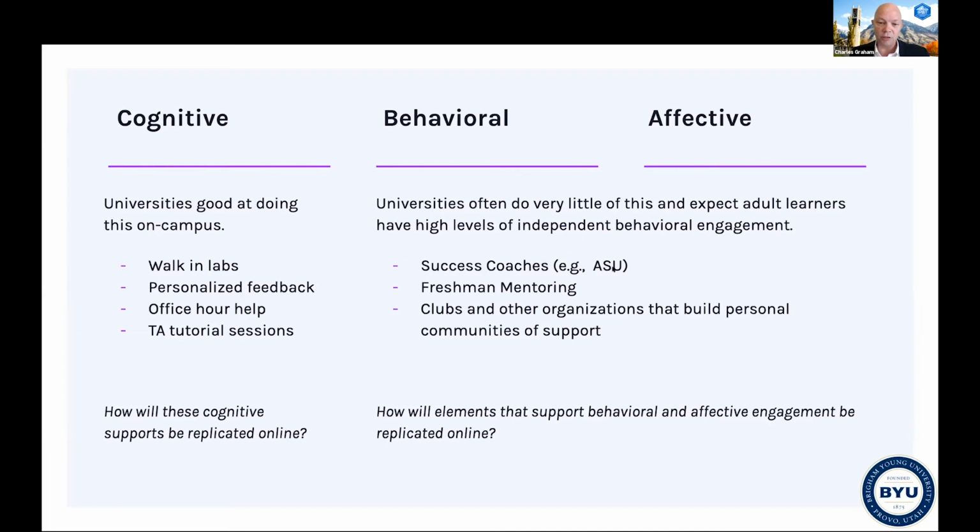So we have institutions like Arizona State University that are creating success coaches for students. That's kind of similar to the mentoring idea at Western Governors University. We have freshman mentoring programs providing engagement support outside of the course, and clubs and organizations that help build personal communities of support. So my question to you as you think about your own institutions is, how will these cognitive supports that have traditionally been in the face-to-face environment be replicated in the online space?